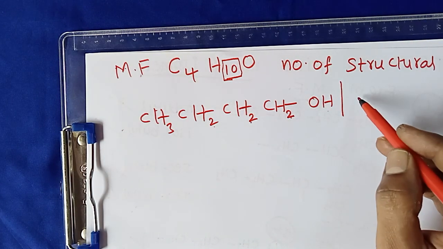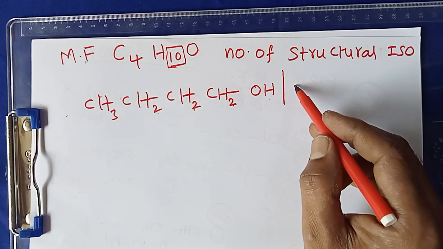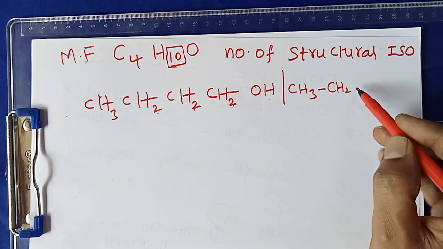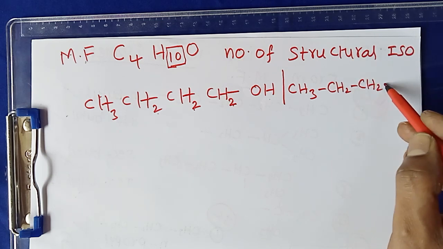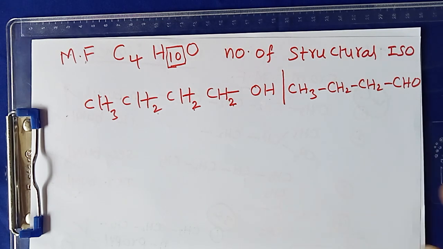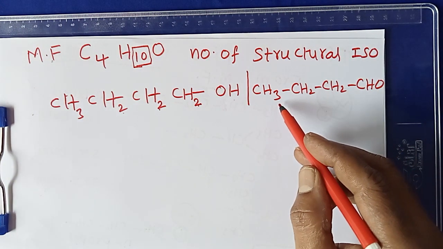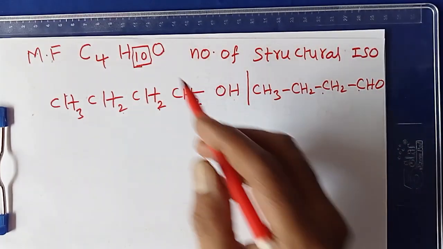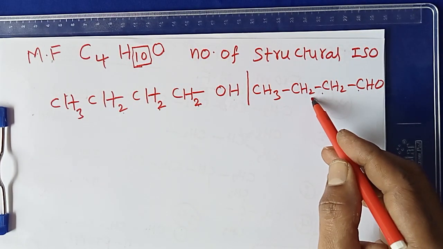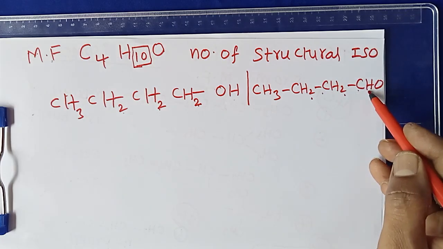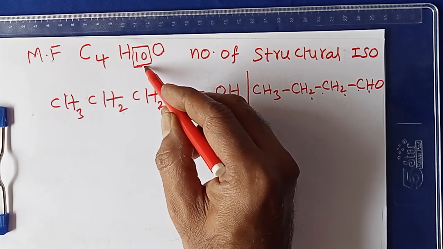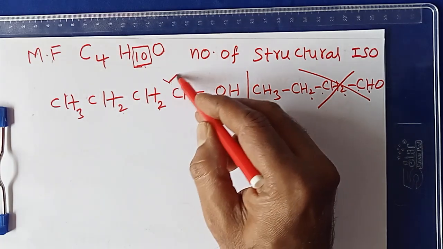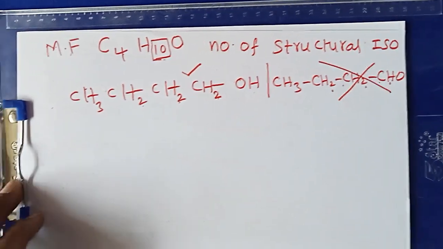But you can cross check: molecular formula not satisfied by aldehydes. With 4 carbons aldehyde you write down CH3, CH2, again CH2, CHO. The main important thing is hydrogens only. How many carbons? 4, oxygen 1. Okay, C4 oxygen 1. But hydrogens: 3 plus 2 is 5, plus 2 is 7, plus 1 is 8 only. But here 10 hydrogens are there. So aldehydes no. Alcohols yes, alcohols are possible.